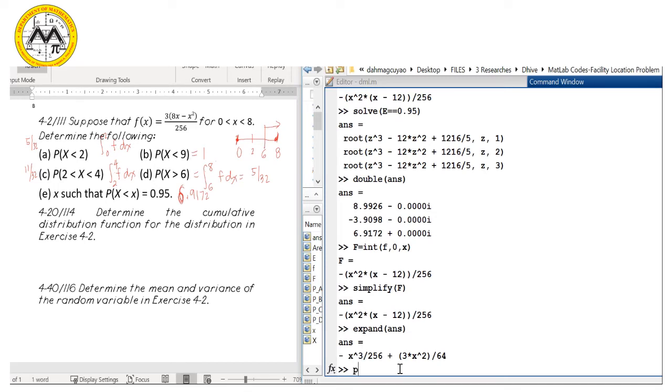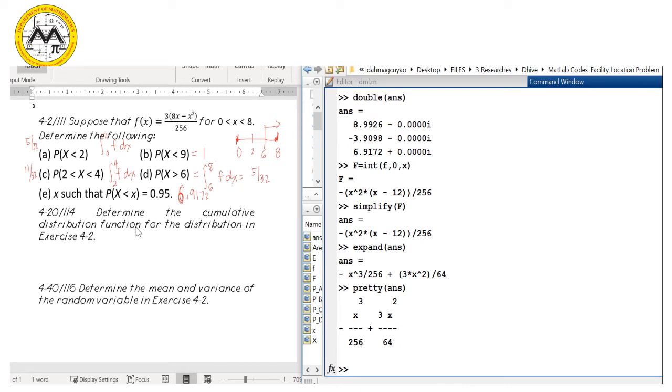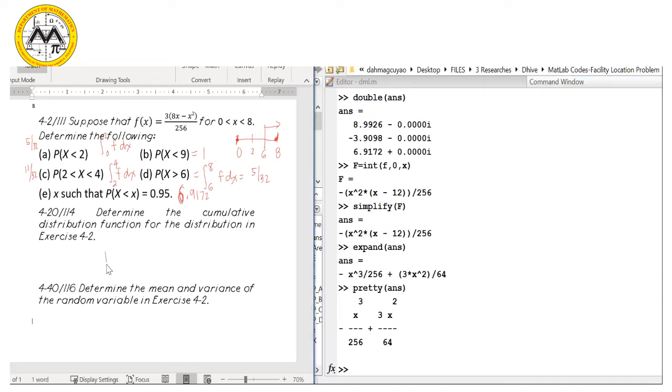So we now have our cumulative distribution capital F of x equal to 0 when x is less than 0, and it is equal to 3x squared over 64 minus x cubed over 256 when x is greater than 0 but less than 8, and it is equal to 1 when x is greater than or equal to 8.